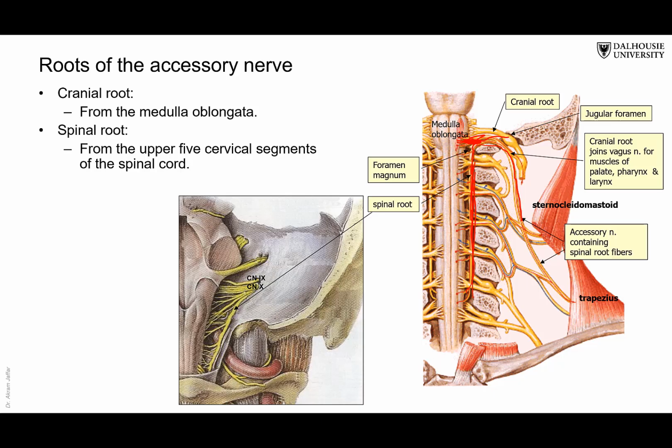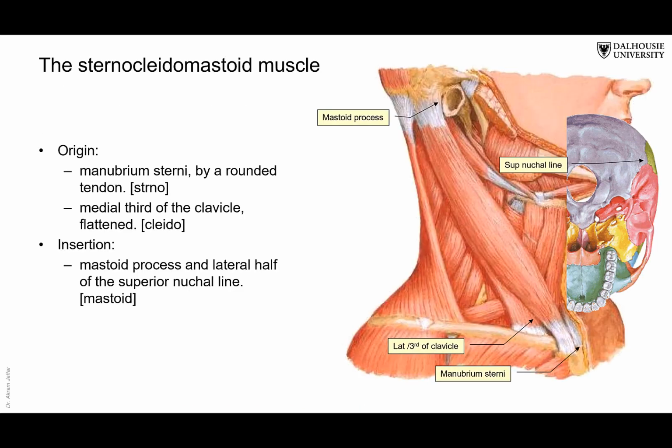So that's why, when you see it in the posterior triangle, it doesn't contain cranial fibers. It's only the spinal fibers. That's why it's called the spinal root of the accessory nerve, because the cranial root of that nerve has already been given to the vagus nerve, and serves with the vagus.